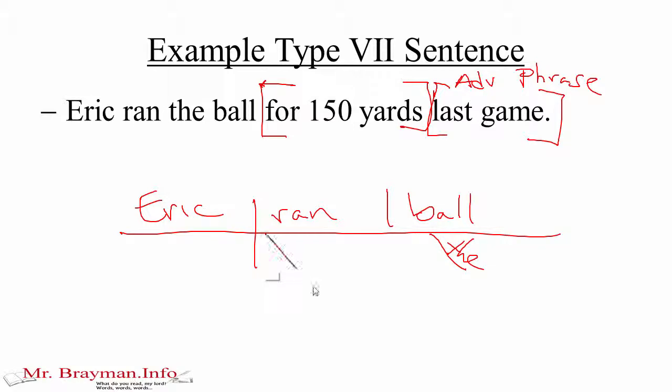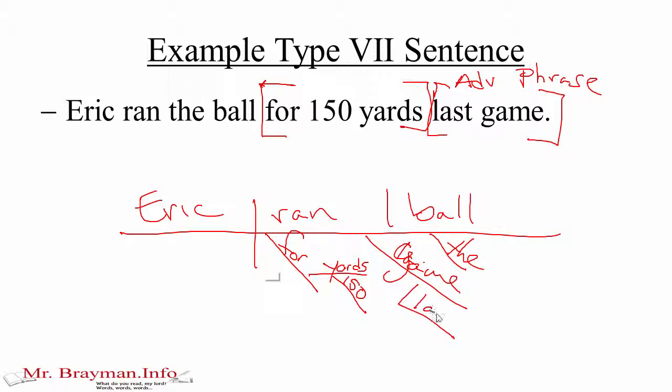He ran 150 yards, last game. This is one of those funky elbow ones because last modifies game. It's not 3 games ago and it's not next game, it's last game. So pardon the penmanship there, but look, we have a prepositional phrase that's telling how far he ran, and then we have an adverbial phrase that's telling when he ran.